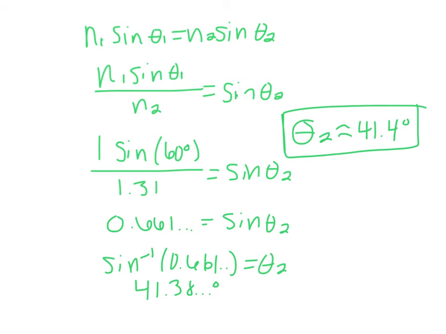One clue that this is a good answer: fast refracts away from normal. So we were going from fast to slow with the behavior of rays. Fast to slow means that theta 2 has to be less than theta 1. So 41.4 degrees is less than 60 degrees, so at least the behavior is making sense.